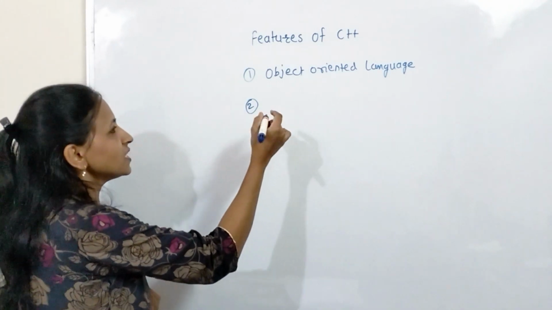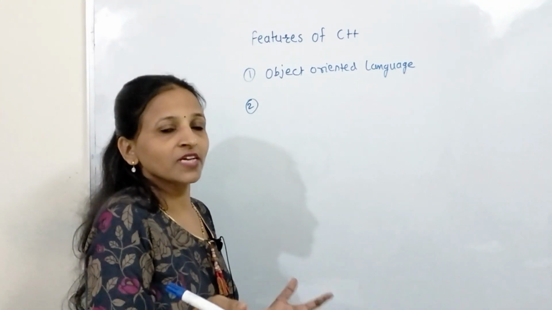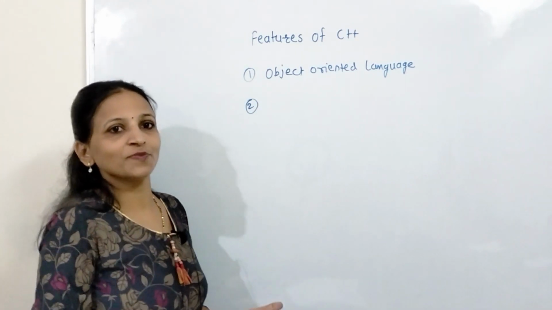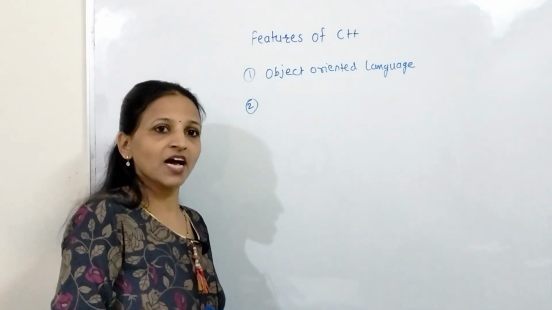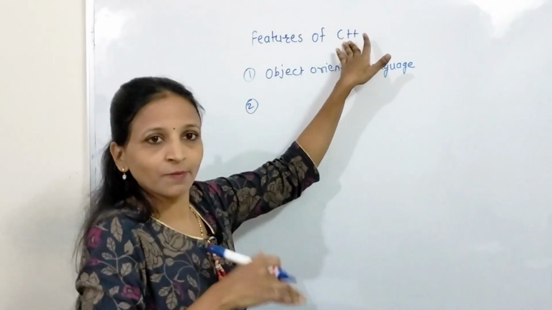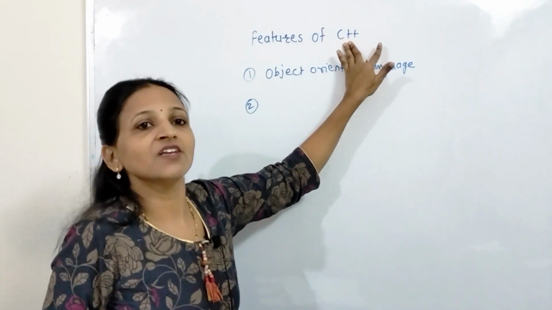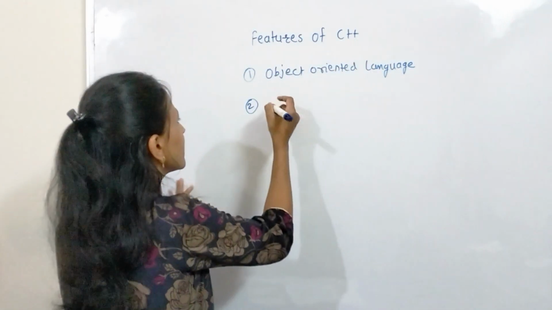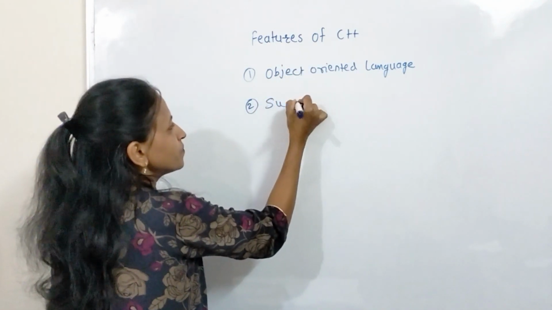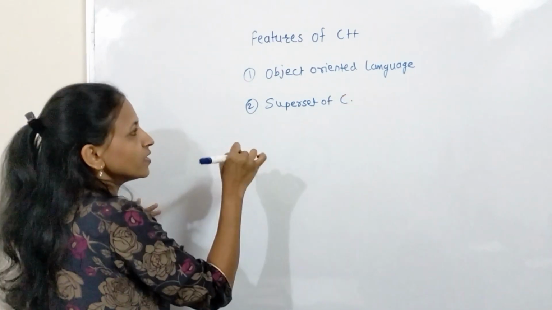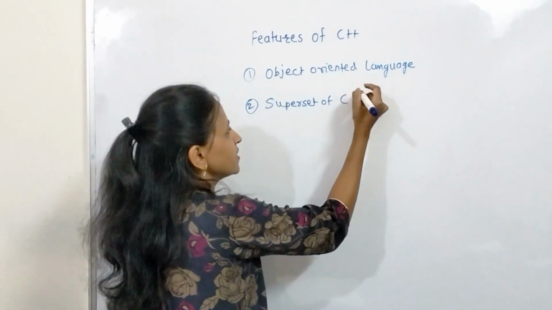Now the next thing is extension to C language. We can say that it is a superset of C language. All the features present in C language are still present in C++, and some additional features are there. So we can say that it is a superset of C, or an extension to C language.